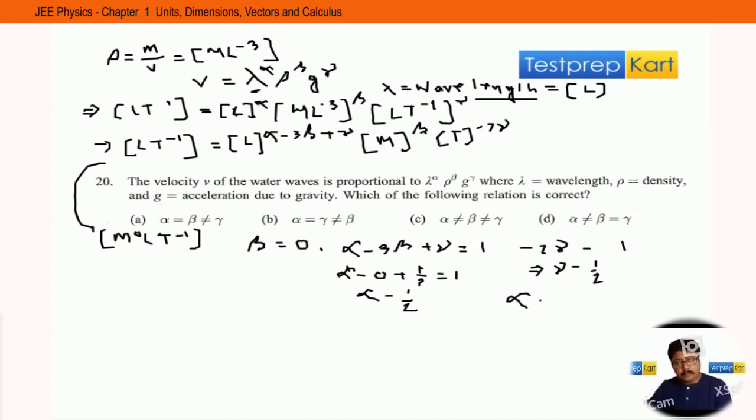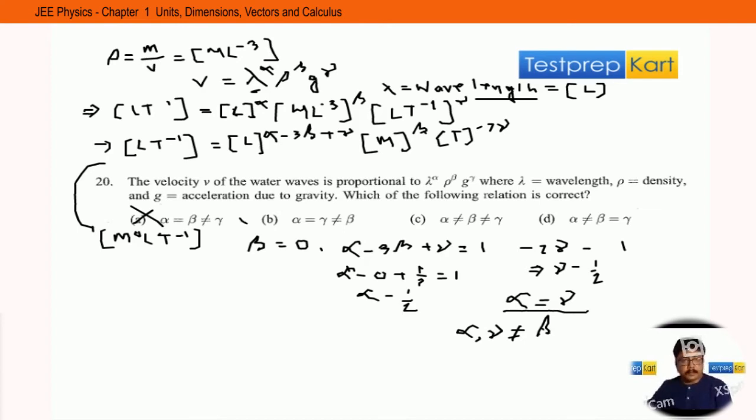It means alpha is equal to gamma. But alpha and gamma both are not equal to beta. Where did I get it? In the first option, alpha is equal to beta. Alpha and gamma both are not equal to beta, so this is cancelled. Option B: alpha is equal to gamma, not equal to beta. It is right. Here see, alpha equals gamma, but both are not equal to beta.